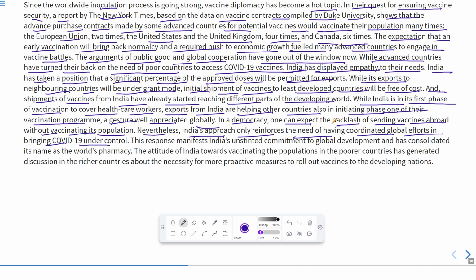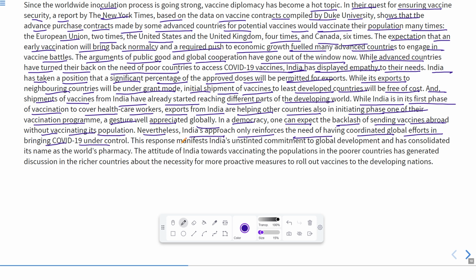India's approach, obviously, has been praised all over the world, but not in India. In India, many people were criticizing, not taking these things into mind. India's approach was only to reinforce, you can say, support or strengthen the number of vaccines and have coordinated global efforts in bringing COVID-19 under control.